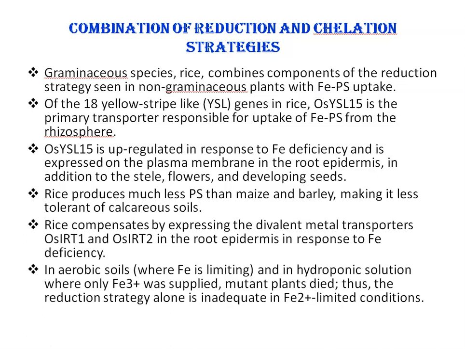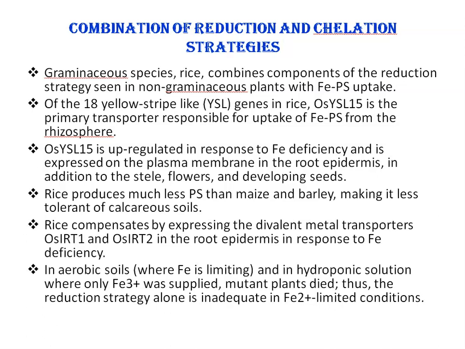Rice produces much less PS than maize and barley, making it less tolerant to calcareous soils. Rice compensates by expressing the divalent metal transporters OsIRT1 and OsIRT2 in the root epidermis in response to iron deficiency, right? In fact, in rice mutants without the ability to synthesize PS, these iron transporters were found to be dramatically upregulated in the roots, 30-fold for OsIRT1 and 64-fold for OsIRT2.